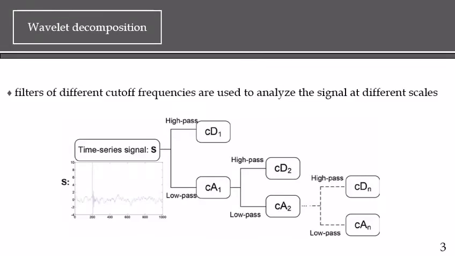In the wavelet decomposition, filters of different cutoff frequencies are used to analyze the signal at different scales. So the process consists of a number of successive filtering steps in which the time series is decomposed into an approximation, CA, which represents the low frequencies, and several detail components, CD1, CD2, etc., which represent the high frequencies.